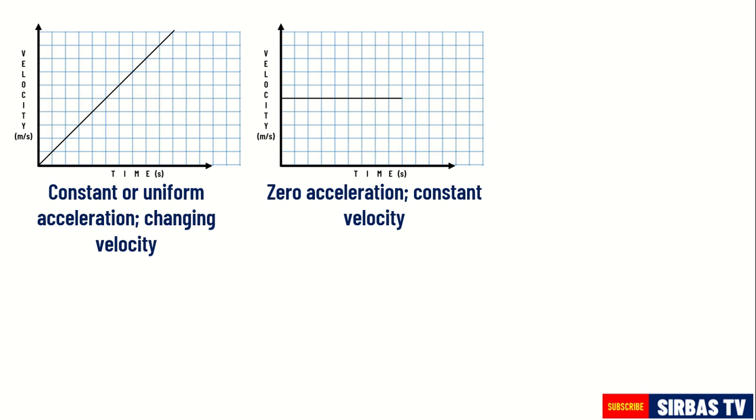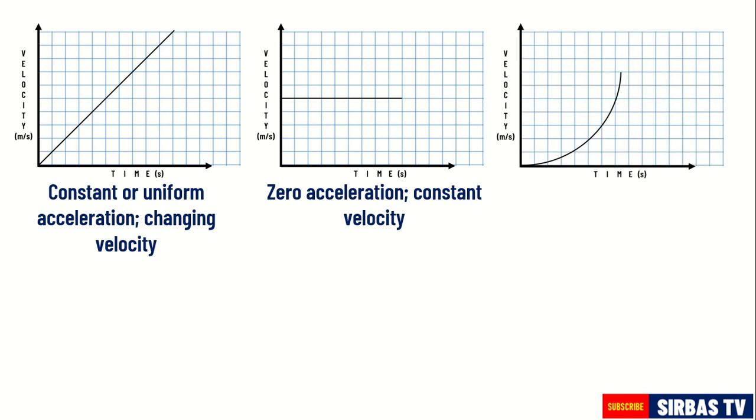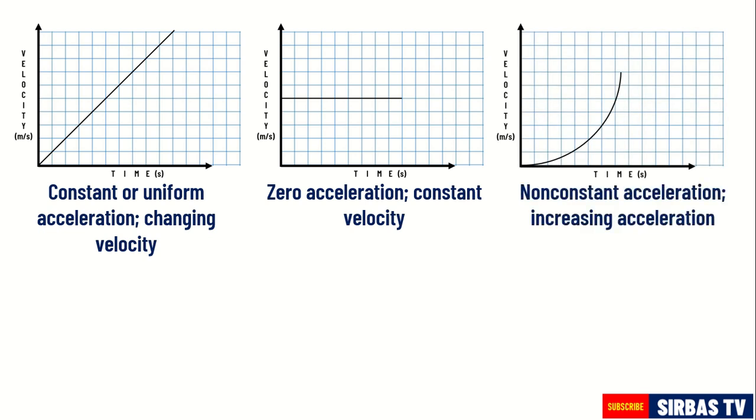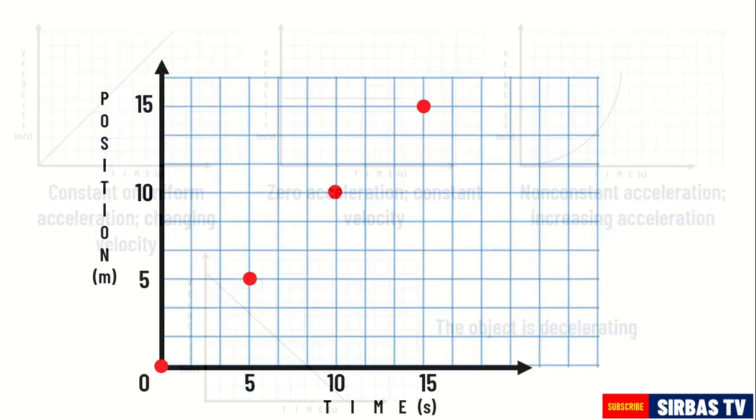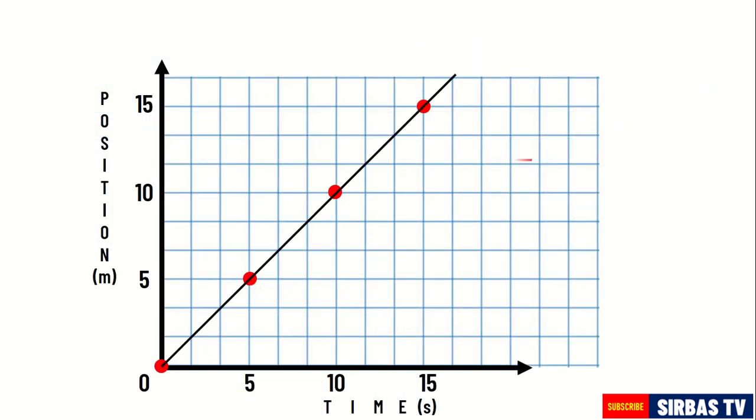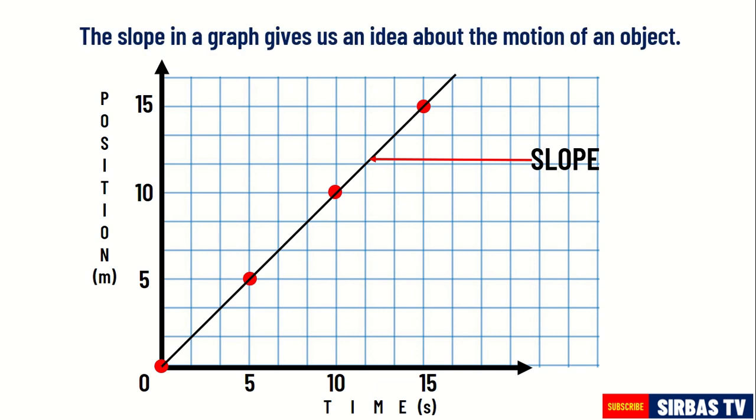This graph indicates that the acceleration of the object is not constant, and the acceleration is increasing. And lastly, the slope of this graph indicates that the object is decelerating. And that ends our discussion about describing motion using graphs. Remember that the slope in a graph describes the motion of the object.